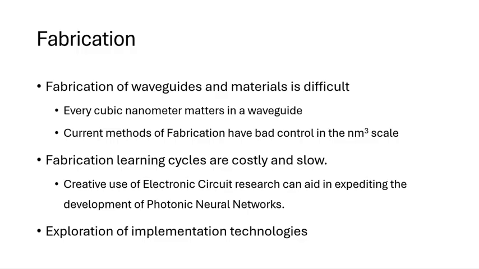Fabrication of waveguides and materials is difficult. Every cubic nanometer matters in a waveguide, and current methods of fabrication have bad control at the cubic nanometer scale. In order to cope with variability, there are options to increase the yield due to the excessively tight tolerances. These are enhancing fabrication and construction, variability-conscious circuit design, and programmable and tunable adjustments.